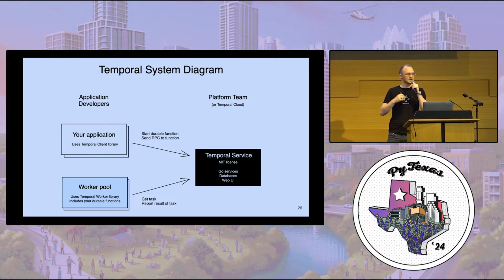So if I want to start a durable function, I'll use the client library in the top left, somewhere in my application. I've got a new user subscribing. I want to start a subscription function. You connect to the service, and you say, okay, I want to start this thing. The service adds it to a queue, and there are workers that you have pulling on the queue. The workers have your durable code. So they pick up this task, okay, I need to run the subscription function. Here are the arguments, like the user and the payment method, and it will run that code.